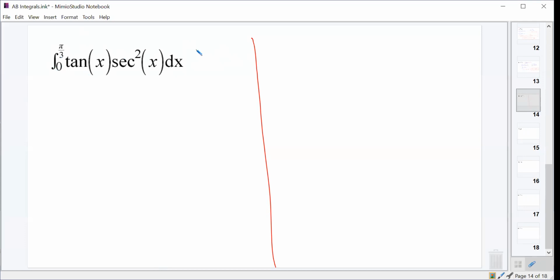So any thoughts on how we're going to integrate this? It's not secant tangent, right? Because it's secant squared tangent. That'd be really cool if it was secant tangent, because then it'd be really easy, but it's not. And it's not just secant squared, because that one I can just integrate. It's got tangent attached to it. So any thoughts on this one?